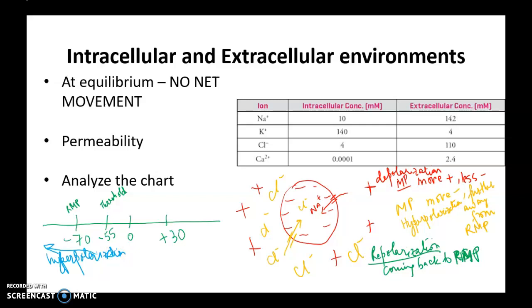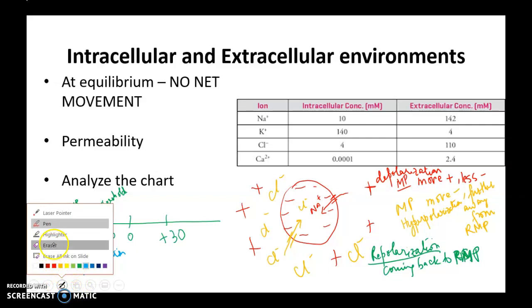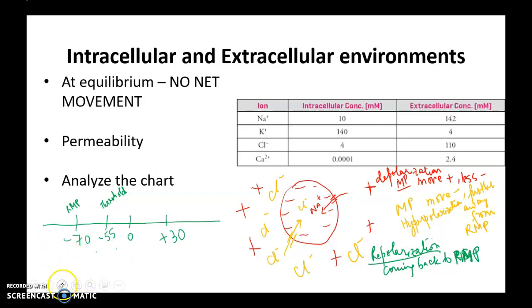Now, if a cell is depolarized, so let me erase this. So let's say a cell is depolarized. Can it come back to resting membrane potential? Yes, it can come back to resting membrane potential by again movement of ions across the membrane, and this process is called repolarization. That's repolarization, coming back to resting membrane potential.